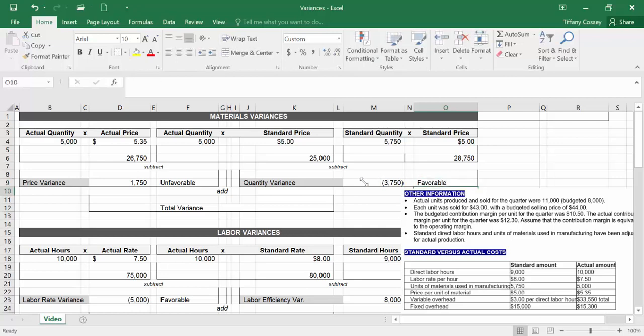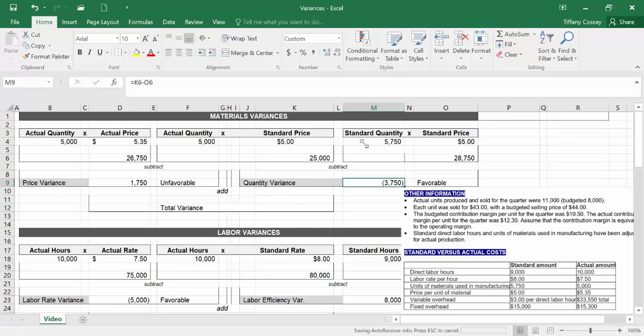And it's favorable because we would have spent less or used less. In this case, when we look at this calculation, we're using standard price in both situations. So it can't be the amount that we paid causing the difference. It has to be the quantity. And we're comparing actual quantity against standard quantity. That is what gives us the difference.